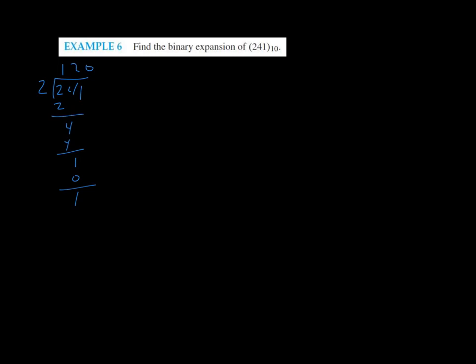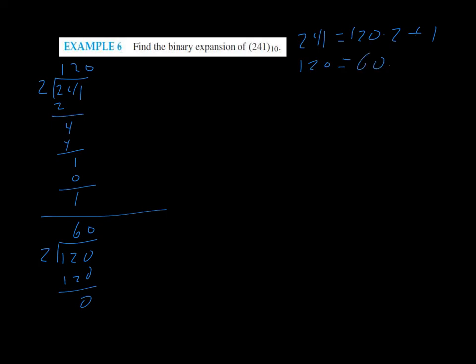So the first one will give us that 241 is equal to 120 times 2 plus 1. So if I wanted to do this with long division again, I could do 2 into 120. It goes 60 times with no remainder. So 120 is equal to 60 times 2 plus 0. Again, I don't stop. I only stop when I get a 0 quotient, not a 0 remainder. But you don't have to do this. You can do division by 2 in your head.